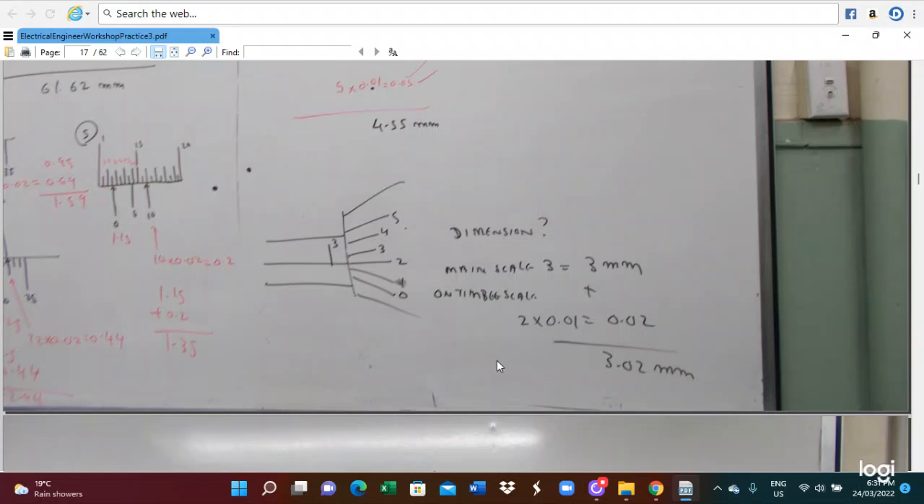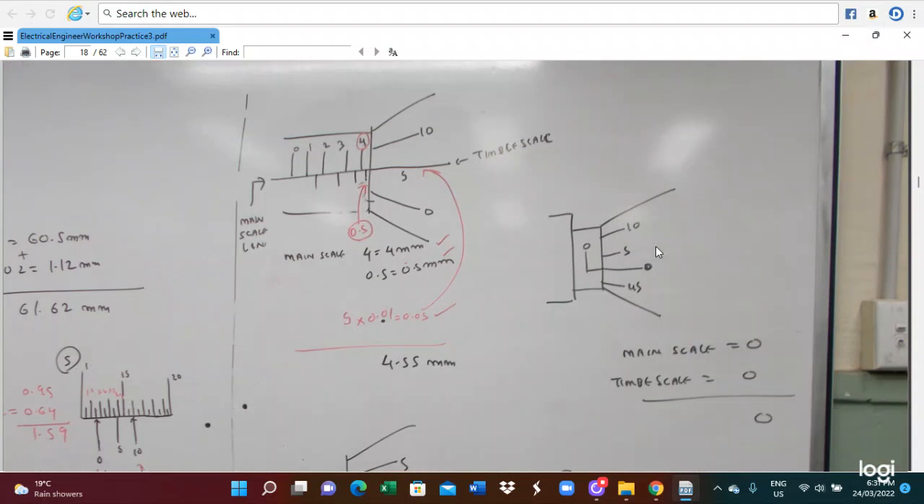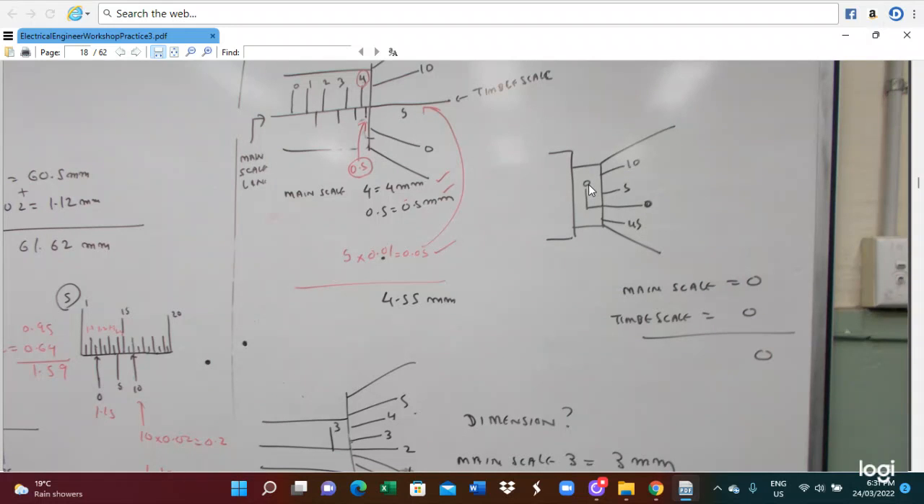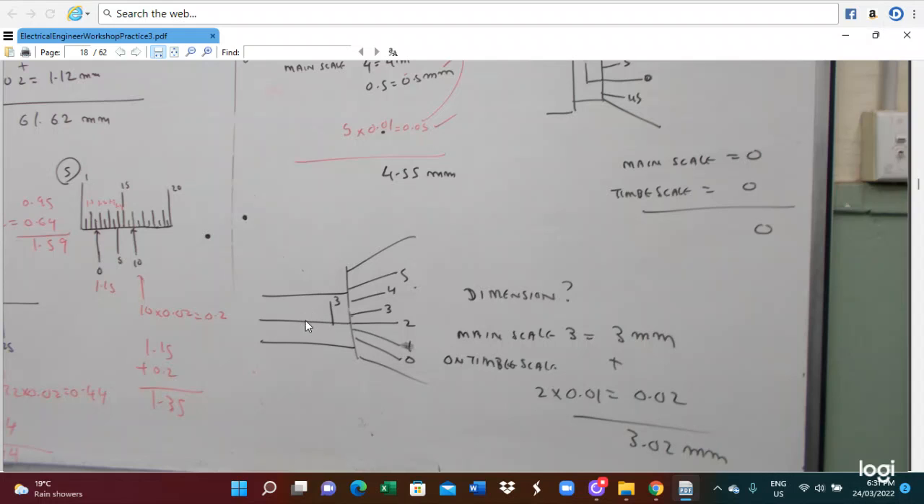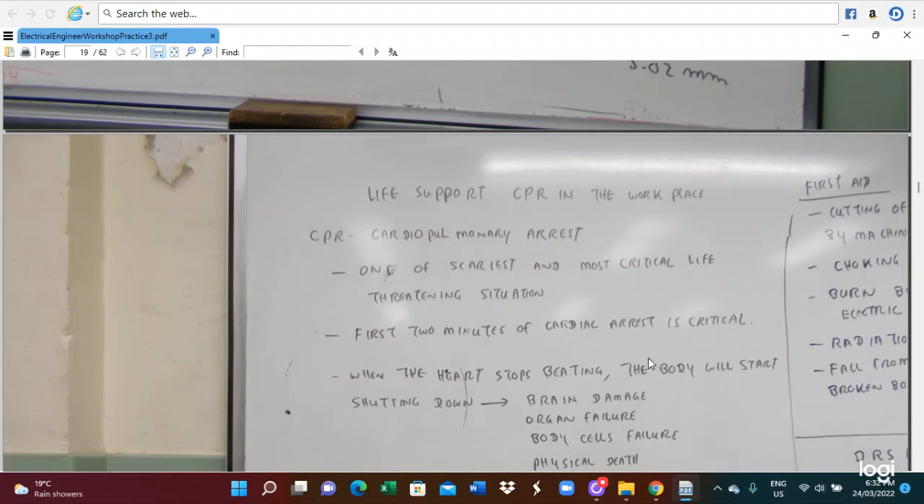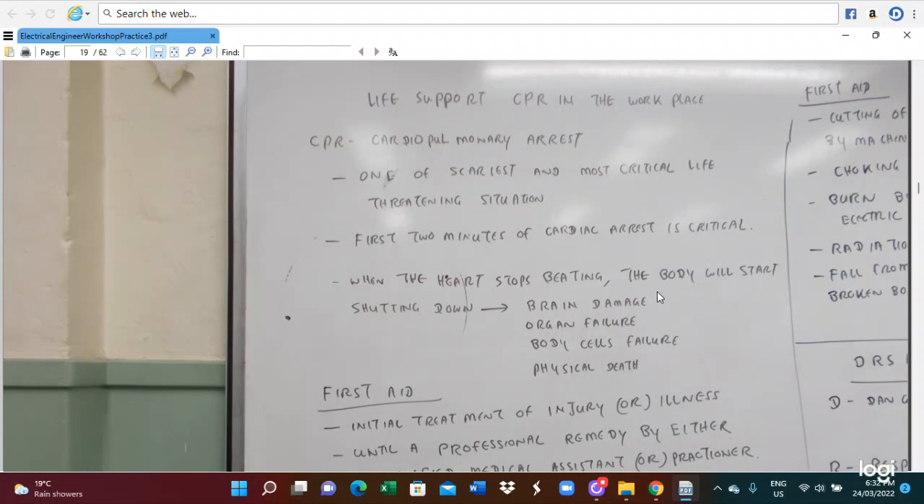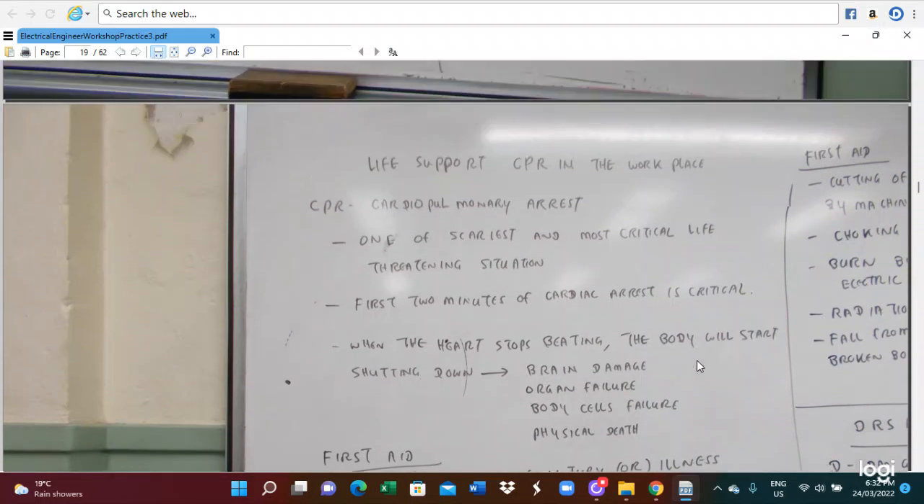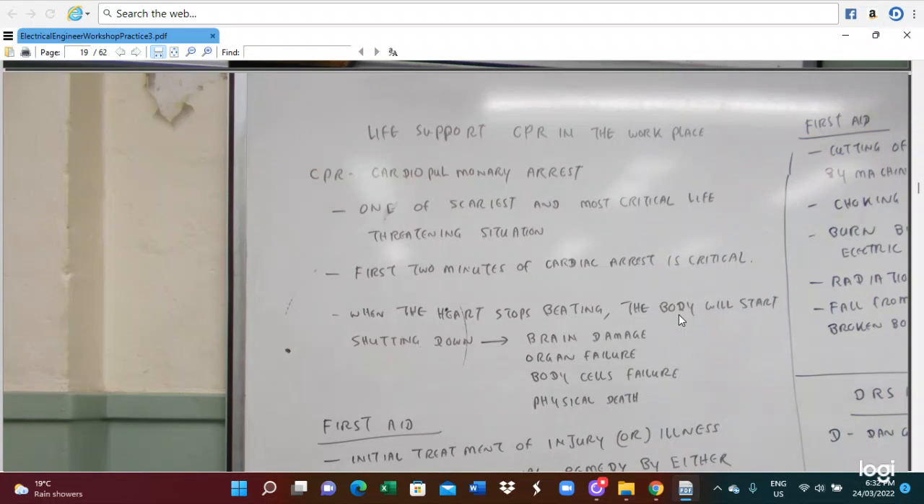In this case, you also see a main scale value. The main scale is number 3, so you add 3 millimeter. Thimble scale 2 multiplied by 0.01 gives 0.02. So you add these to get 3.02 millimeter. Here is main scale 3 and thimble scale 2, so 3.02 millimeter. This is the way you can utilize the thimble scale and the main scale to do various exact measurements.